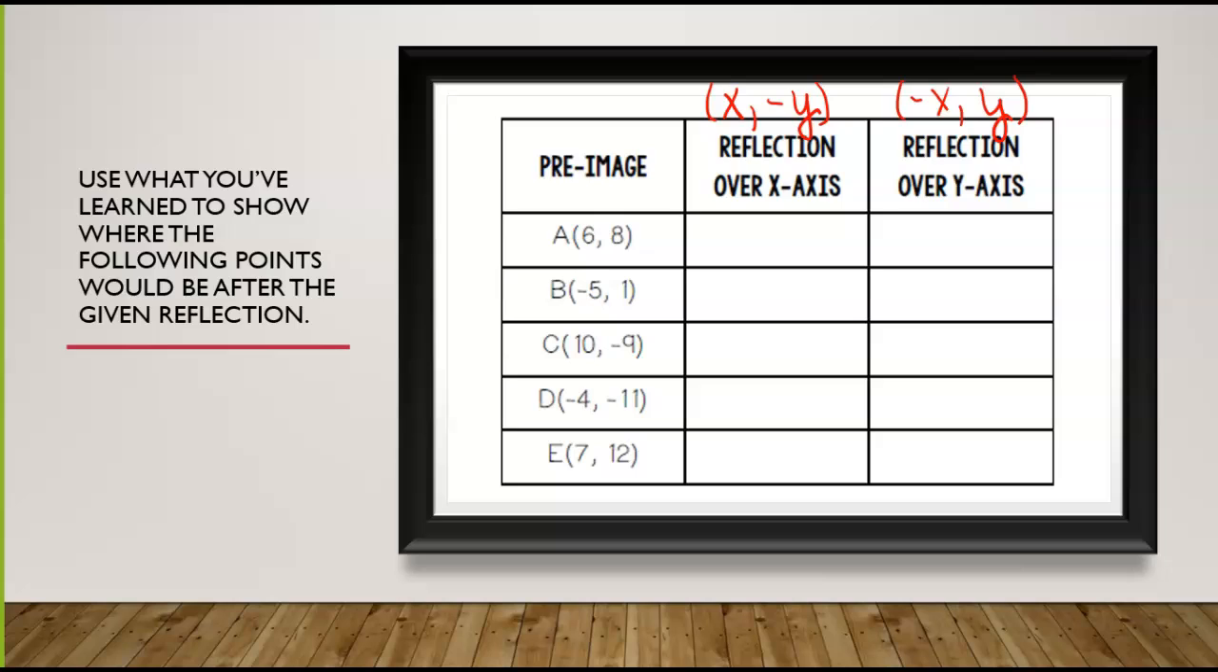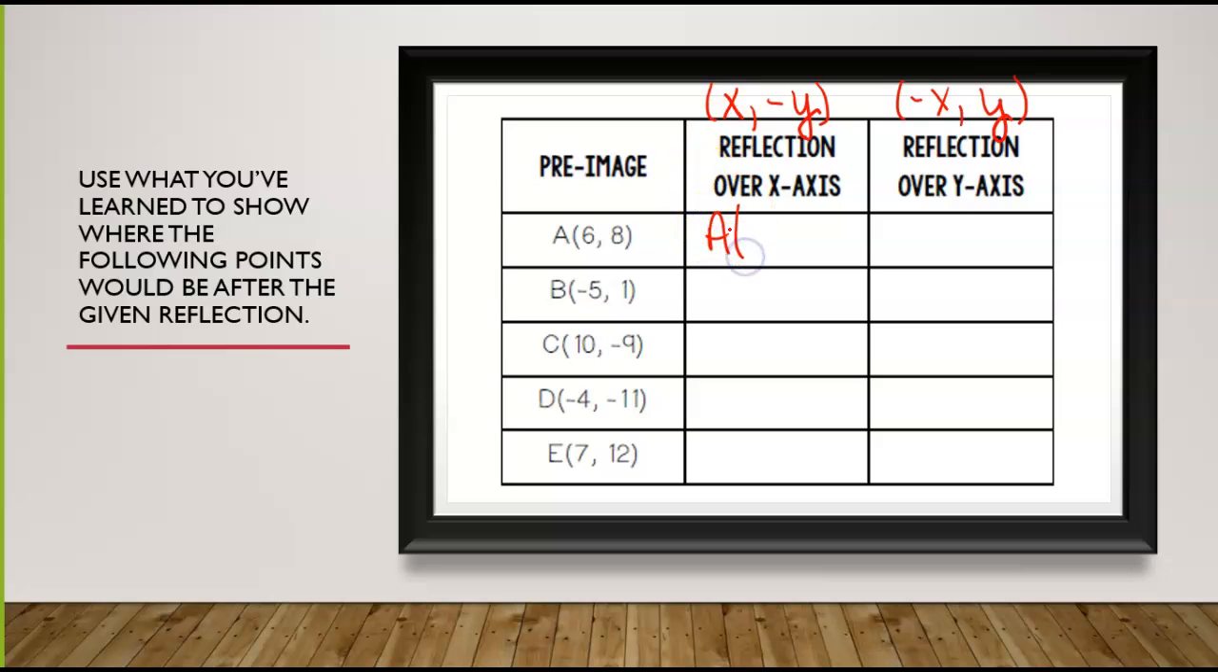What is A over the x-axis? 6, -8. What is A over the y-axis? No, A, still over the y. -6, 8. Very good. What about B over the x? -5, -1. Yes, not right now though. What is B over the y-axis? 5, 1.